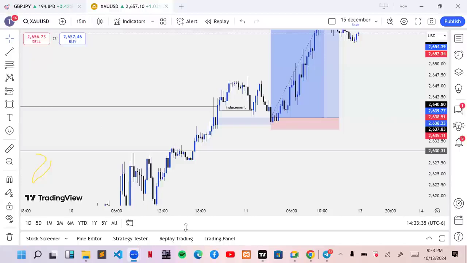So the breaker block will still be taught. For now, anything you want to do, just practice on a demo account, except you have excess funds to be risking on your trade. Fine by me. That was how I learned. I was risking my own personal money.